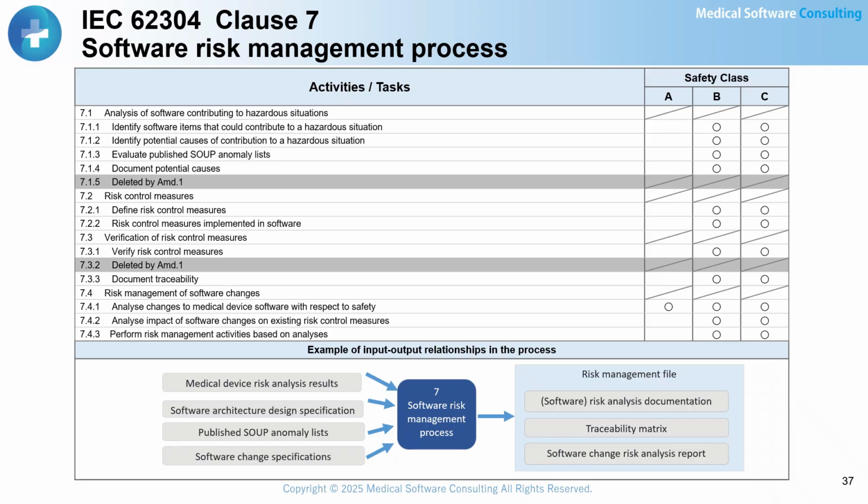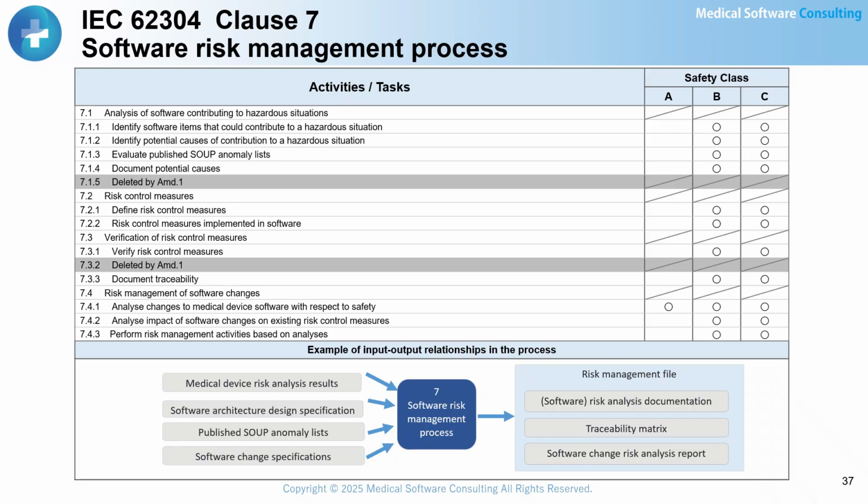When identifying software items that could contribute to hazardous situations, we analyze whether a failure of a given software item could lead to a hazardous state. If so, that software item is designated, and its software safety class is set to either Class B or Class C. This means that any software item assigned to Safety Class B or C has the potential to cause a hazardous situation if it fails.